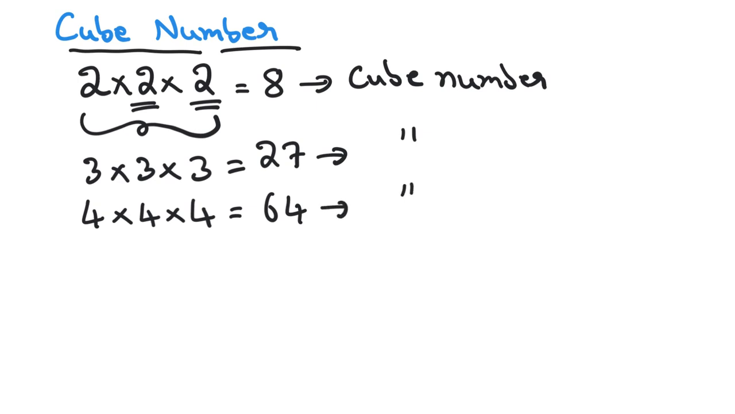Get the idea? What about 125? Is it a cube number? Yes, because 5 times 5 times 5 is 125. 5 times 5 is 25. 25 times 5 is 125. So a cube number is basically multiplied by itself twice. So 2 times 2 times 2 is 8. So 8 is a cube number, and so on. There are many more cube numbers. So you get the idea of what a cube number is.